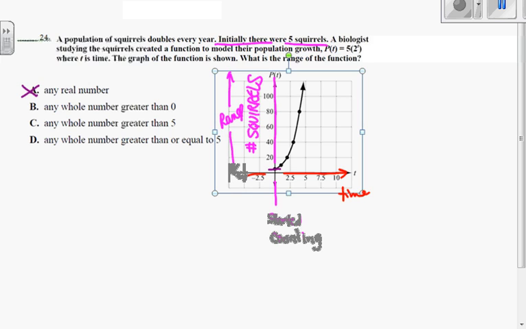Any whole number greater than 0? No, because you never counted fewer than 5. All right, C and D, any whole number greater than 5 or any whole number greater than or equal to 5. It was at one point equal because that's when you counted, so it's not C, the answer is D.